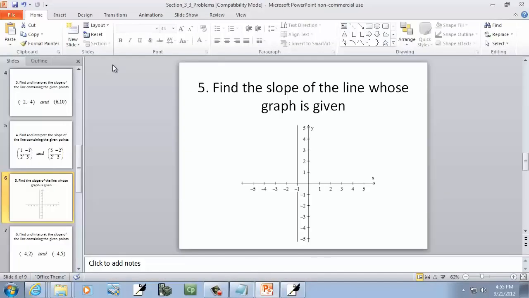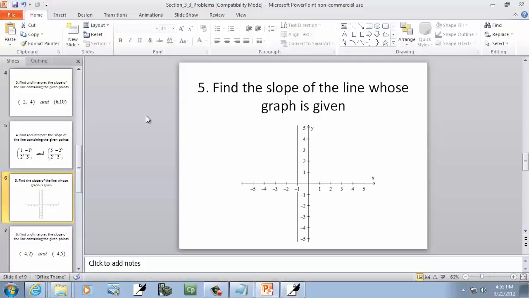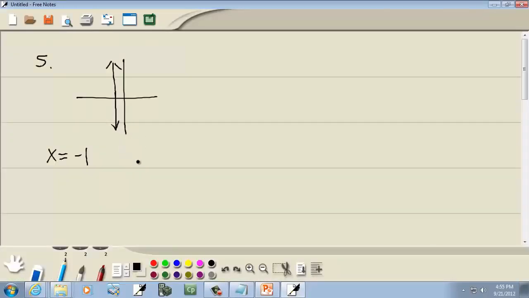Looks like this is a vertical line through negative 1. Well, remember what a vertical line is. A vertical line is x equals a number, and it's x equals whatever number it passes through. So it passes through negative 1 like that. Now specifically here they're asking us to find a slope. Well, the slope of a vertical line is undefined. So that would be our answer. M is undefined.